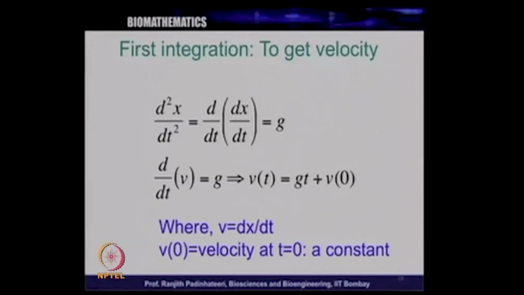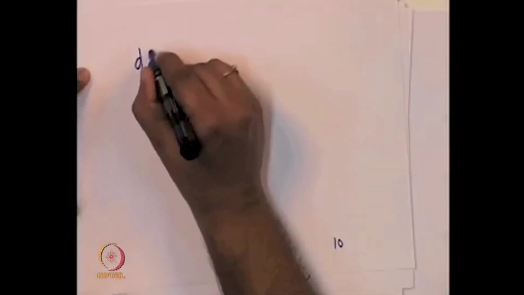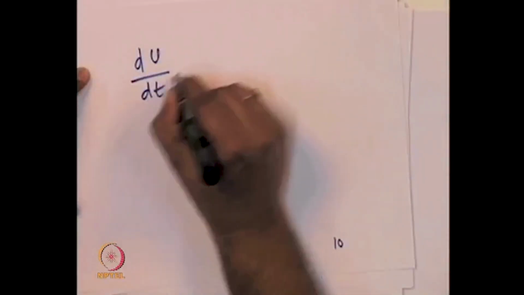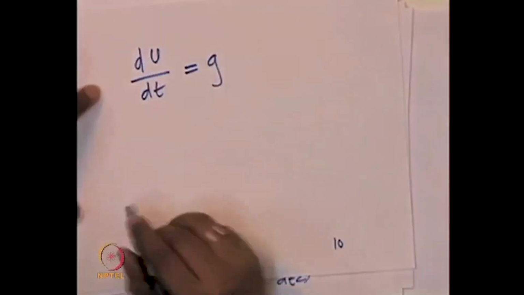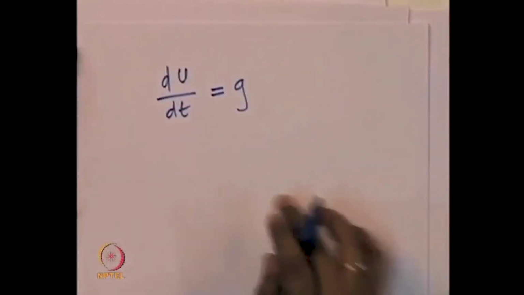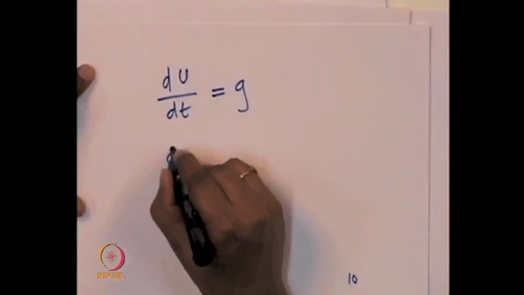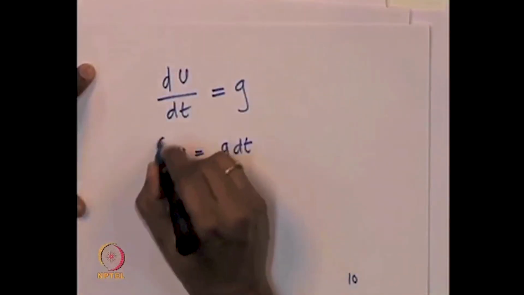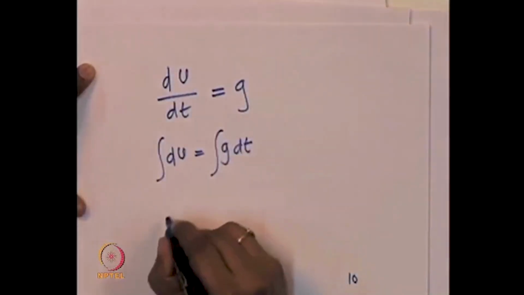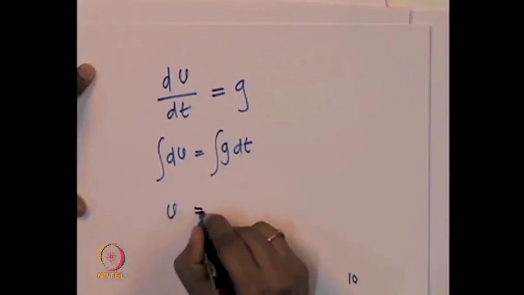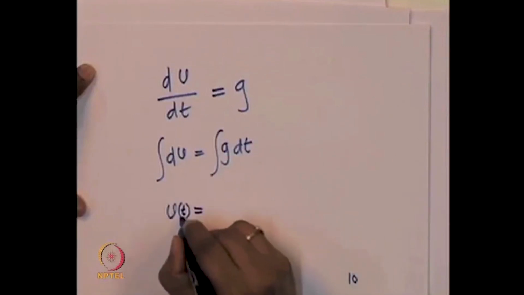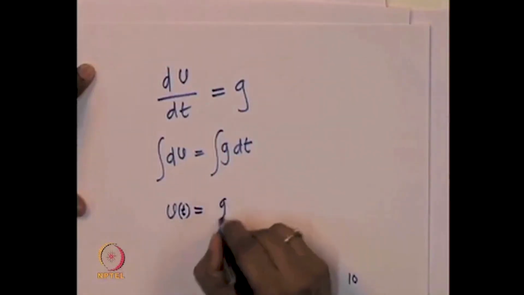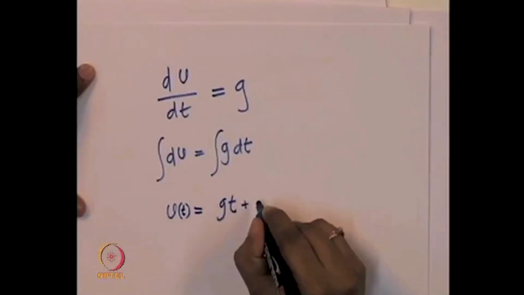If you have confusion, let me do this a little more carefully. How did we do this? dv by dt was g. This was our equation. Now, we can integrate this: dv is g dt, and integrating both sides, v as a function of time is equal to gt plus a constant.